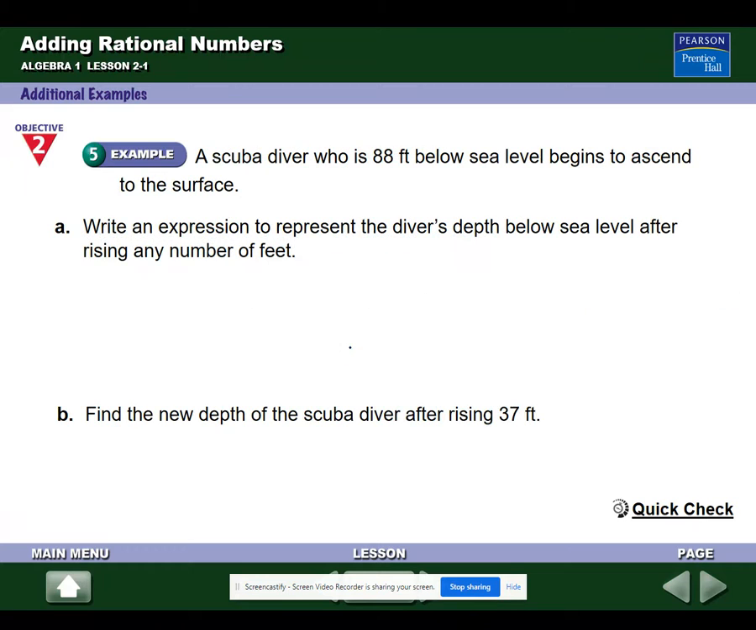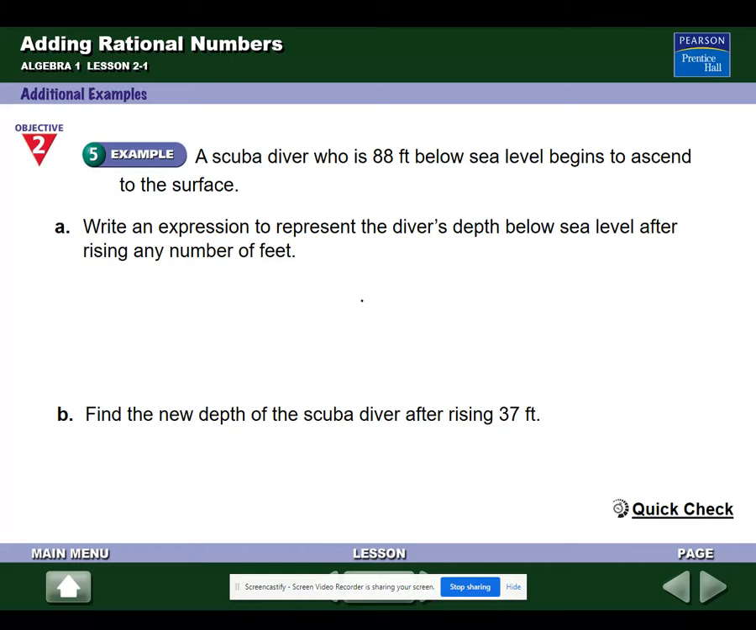Okay, next example. It says a scuba diver who is 88 feet below sea level begins to ascend to the surface. Write an expression to represent the diver's depth below sea level after rising any number of feet. Now, I take issue with this just a little bit because, if you talk about the diver's depth below sea level, that would be a positive number, right? He's 88 feet below sea level, okay? They're going to go with negative, and I understand why. And just so that I'm consistent with example 5 in your textbook, we'll go with negative 88. So it makes sense, right? Sea level is at 0, and it's down 88 feet.